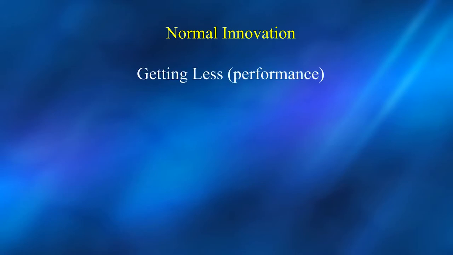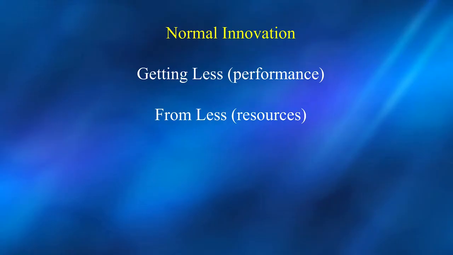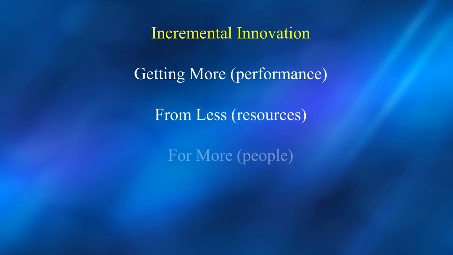Look at the normal innovation that we talk about. We say getting less performance from less resources. That is jugaad. That is normal, isn't it? You cut costs and create something with less features. And of course, then it will be available for more people. Okay? The new paradigm is getting more performance from less resources for more people. I would say this is MLM 1.0.